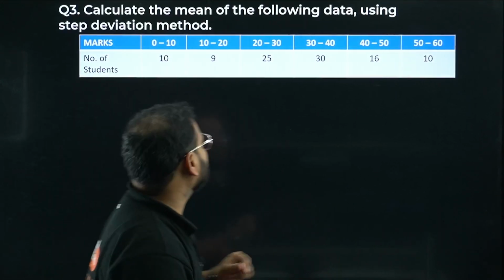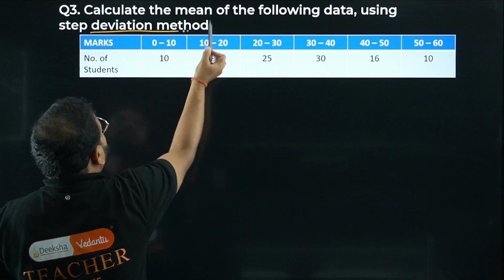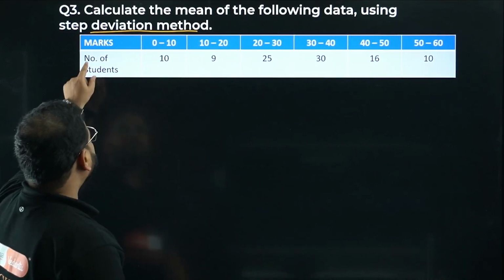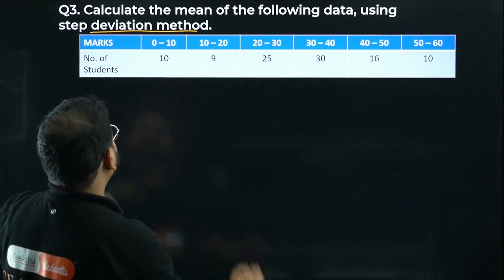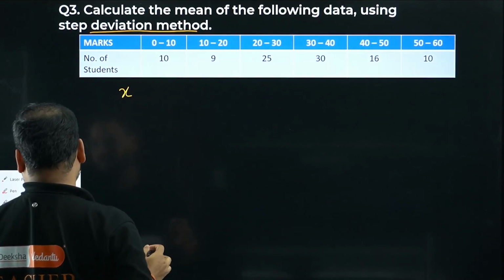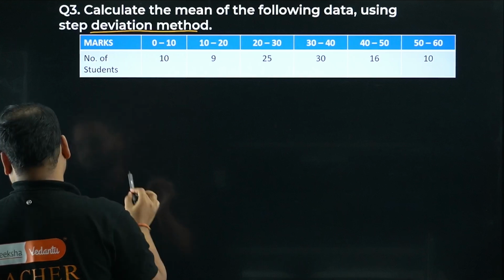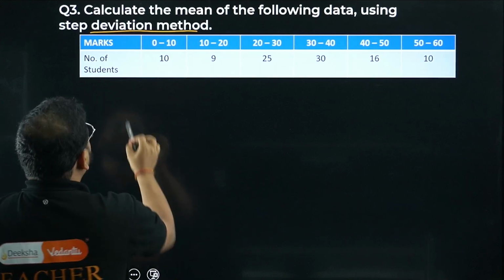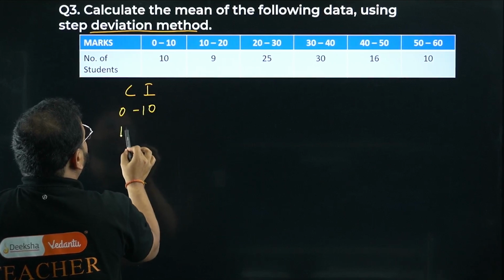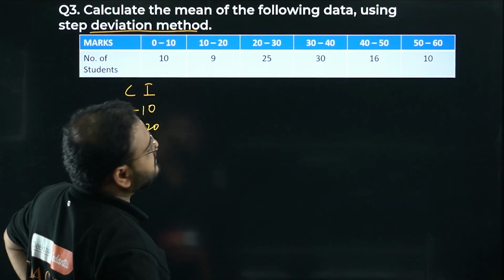Okay sir, let's move on now to question number 3. This is using step deviation method. Are you all sure? What is given, sir? Again class interval is given and frequency is given right here. I wrote class mark first, I have to write class interval. What is class interval given as? Class interval is 0 to 10, 10 to 20, till what? Till 60.